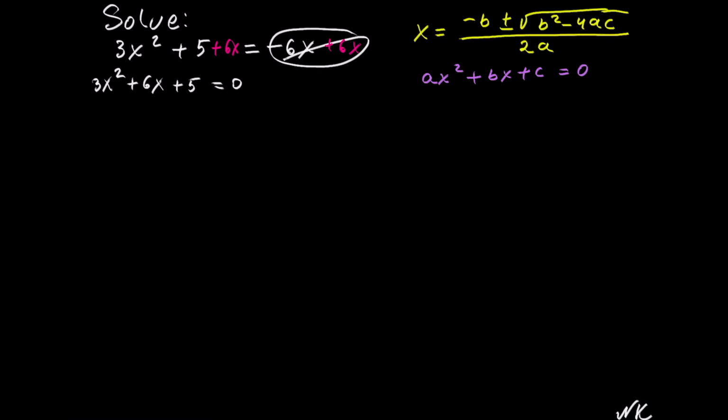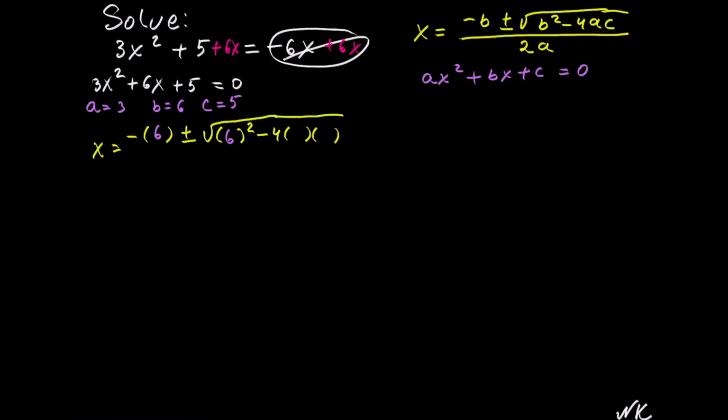If you were thinking about factoring this, 3 times 5 is 15. There is no way of having two factors of 15 add up to 6. So for the purposes of using our formula, a is equal to 3, b is equal to 6, and c is equal to 5. And we have x is equal to negative b, and b is 6, plus or minus the square root of b squared, b is 6, minus 4 times a times c, a is 3, c is 5, all over 2 times a, and a is 3.